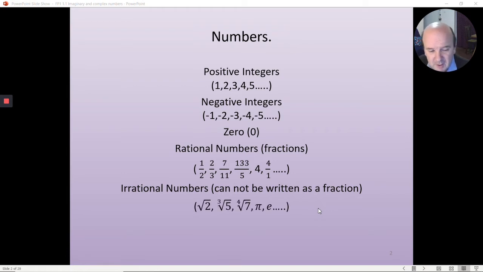The ones you're most likely to have met are things like square roots, cube roots, fourth roots, pi, and e. Now, all of the above are called real numbers. Frequently, in A level, you'll be told that something is a real number or is a member of real numbers. If that's the case, all they're saying is it's one of the normal numbers that you're used to for many years.